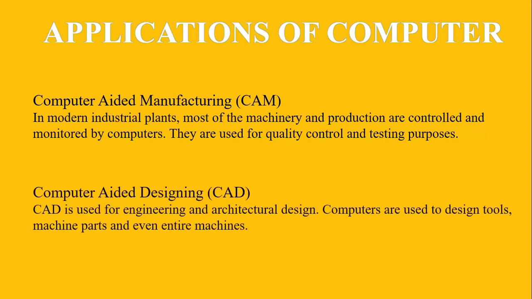Second, computer aided designing, CAD. CAD is used for engineering and architectural design. Computers are used to design tools, machine parts, and even entire machines. For example, architects use computers to show their clients how the building will look if built with different materials.